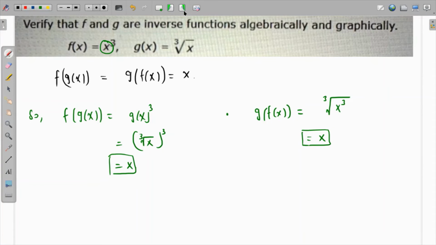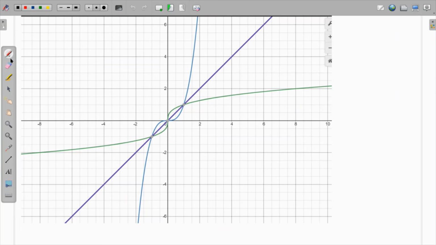And graphically, if these are the graphs of both the functions, this is cube root of x, this is x cube, and this is the line y equal to x. So in order for the two functions to be inverse of each other graphically, they should be symmetric about y equal to x. And clearly we can see that this particular function is symmetric to this particular function about y equal to x. So this is a proof graphically.